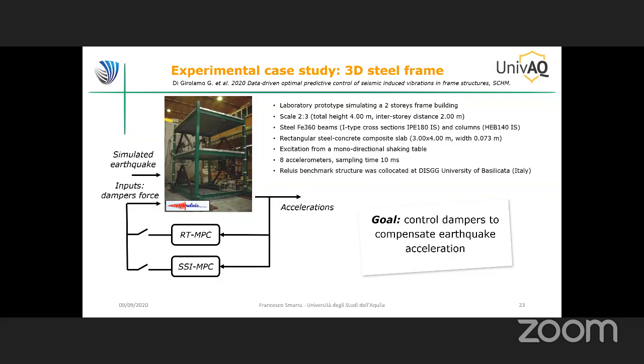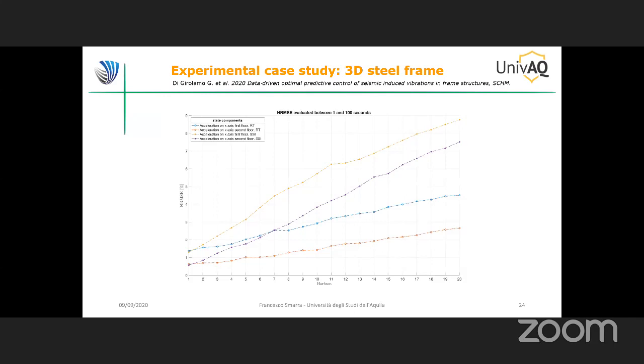And then we compared this approach to the most standard SSI identification method that is commonly used in the civil engineering community, actually. And these are the results that we obtained in terms of modeling accuracy. Over a horizon of 0.2 seconds with the regression tree, we were able to obtain, in terms of normalized root mean square error, a much better accuracy with respect to the SSI algorithm.